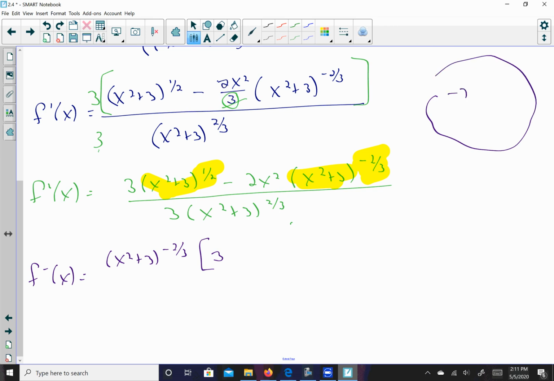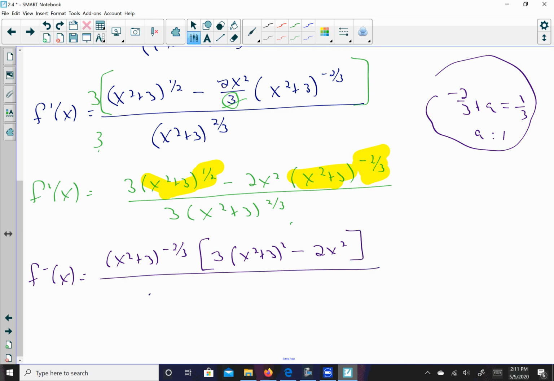You have negative 2/3 because you add exponents. What do I add to that to get a positive 1/3? And if you do the math, you're going to get a is equal to 1. So this will be x squared plus 3 to the first minus 2x squared. And then this is exactly what I factored out, so that's all I need. All over 3 times the quantity x squared plus 3 to the 2/3 power.